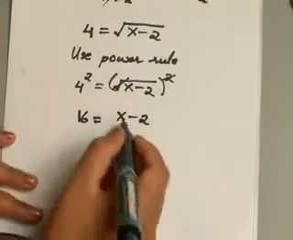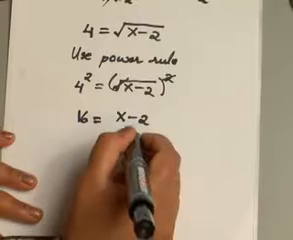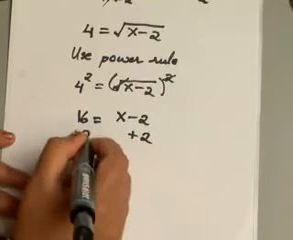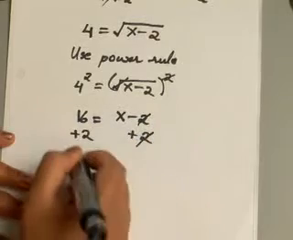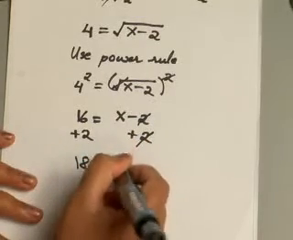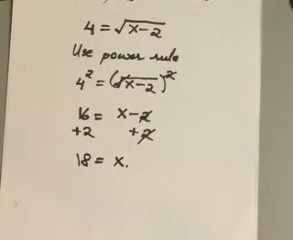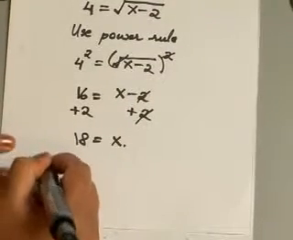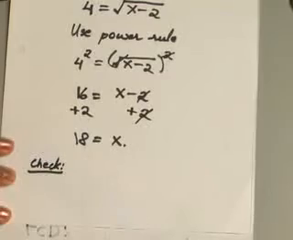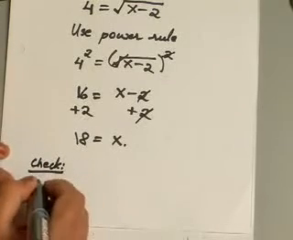Now once you get rid of the radical, solve for x. So you start by moving the 2 over, and that will give you x equals 18. Okay, now of course, once you get this, go back and check your solution in the original equation.